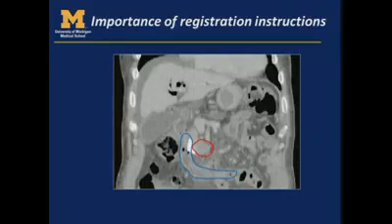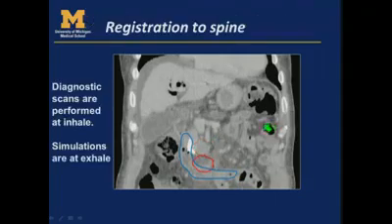So here is an example of what would happen in the scenarios. Here's a pancreas tumor in red. Here's the duodenum in blue on the simulation scan. So what if you just fused it directly with bony alignment to your diagnostic scan? Well, your pancreas tumor is now right in the middle of your duodenum.